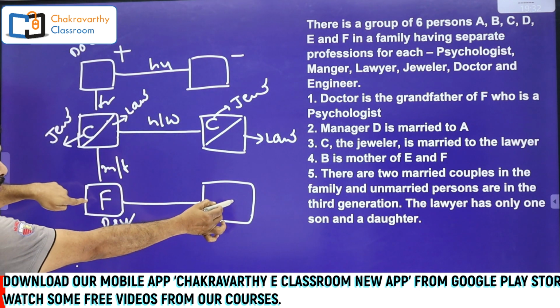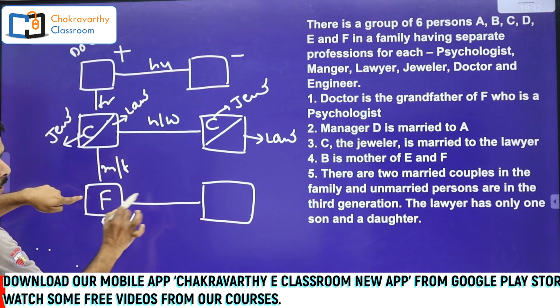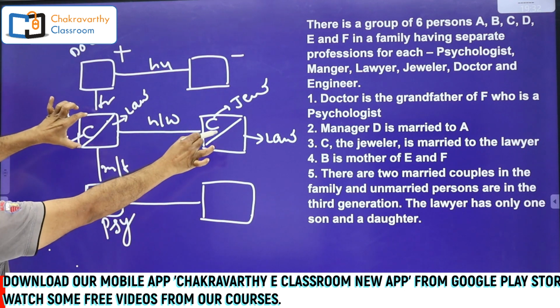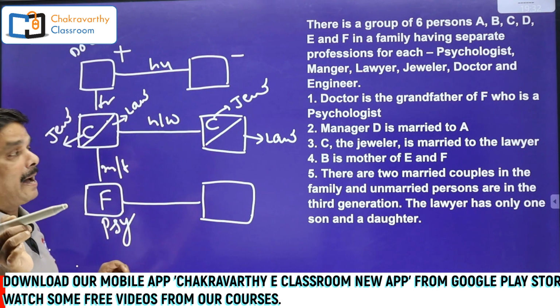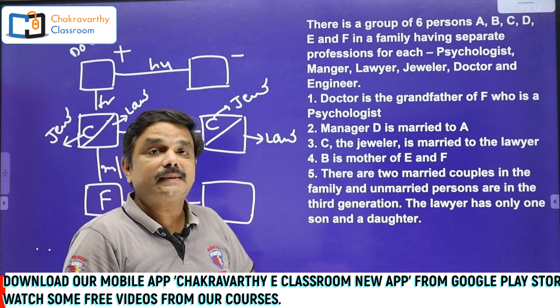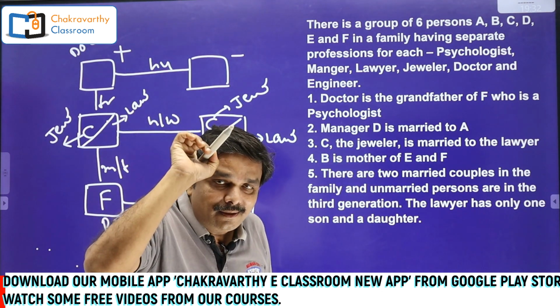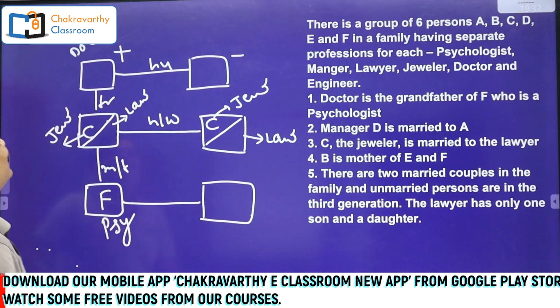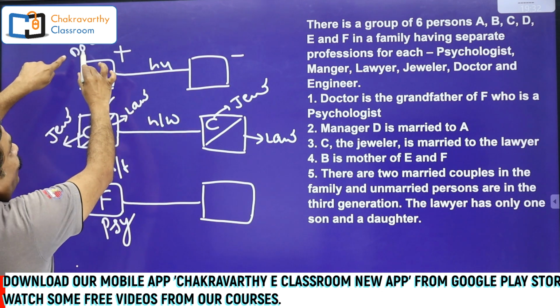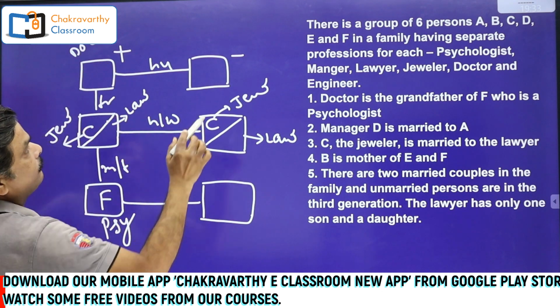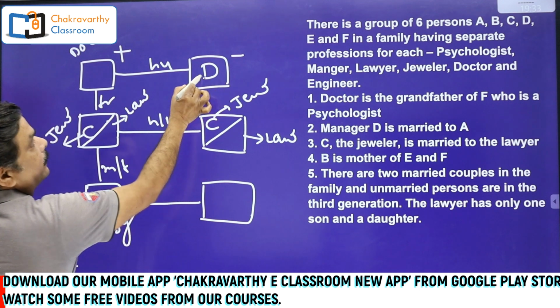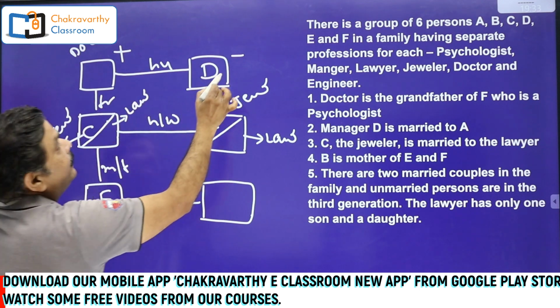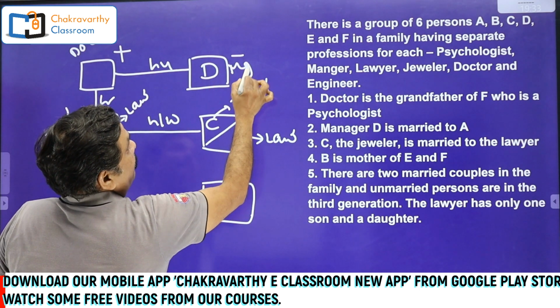So D's place is not these two. Anyway, this is F. These two are unmarried persons. This is not possible for D because D is married to A. That too, who is D? D is manager. So for that reason, here this is already doctor. Only one place left out for D is this one. That's it. And D's profession is a manager.